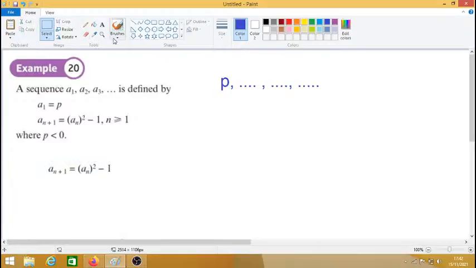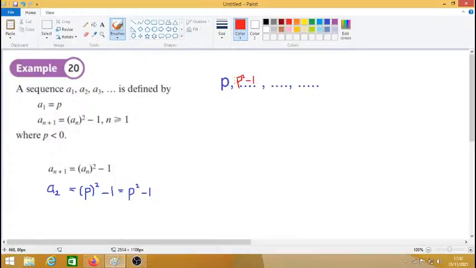So this is saying that if you want to get the next number in the sequence, in this case it would be A2, because we've already got the first number, so we're looking at trying to find out the second number, A2. Then we take the number that we're currently looking at, so that would be P, and we square it, then take away 1. So that's easy. That would just work out to be P squared take away 1. So we can say our second number in the sequence is P squared take away 1.